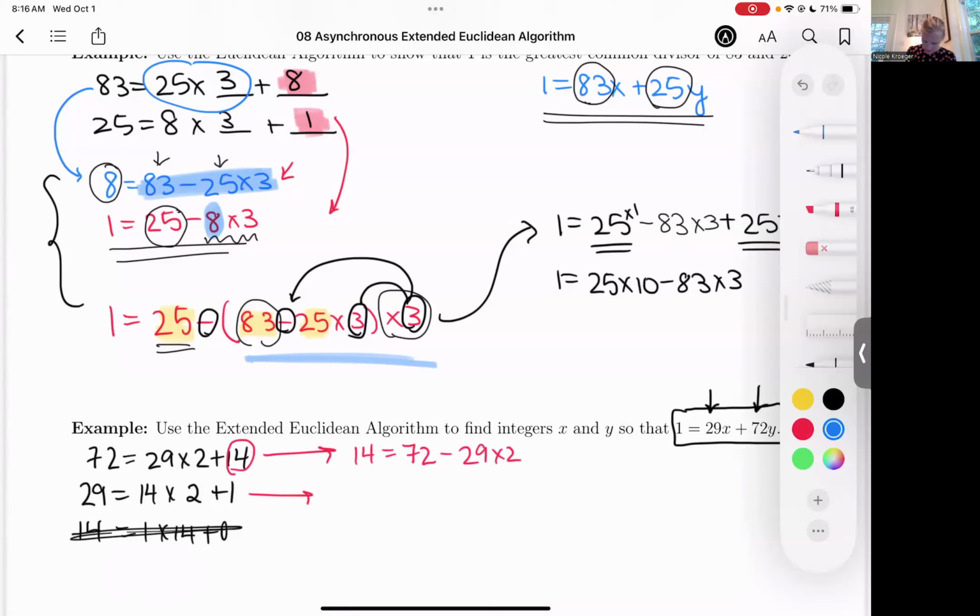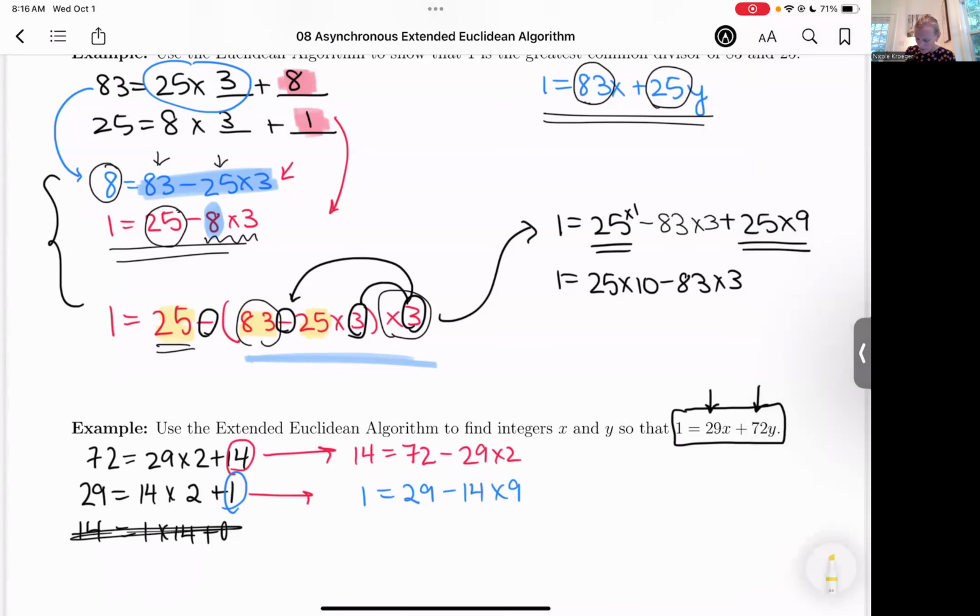And then in the second equation, I'll solve for the 1. So 1 is 29 minus 14 times 2. Okay. And now we look at this and we say, what do we want to keep and what do we not want to keep? So we want a 29 in our final equation, but we want this piece to have a 72 and not a 14.